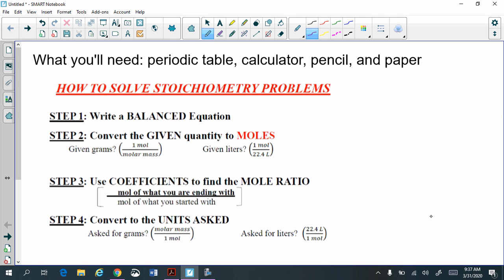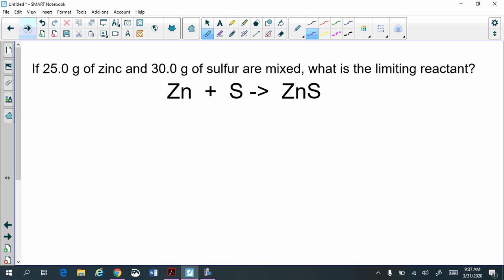That's your limiting reactant. Limiting reactant problem is basically just a couple stoichiometry problems smushed together, and then you have to think about how to answer it. So really, it's just some stoichiometry problems applied in a new way. So if we look at this very first question, it says if 25 grams of zinc and 30 grams of sulfur are mixed, what is the limiting reactant?